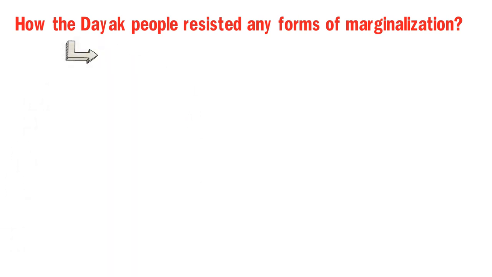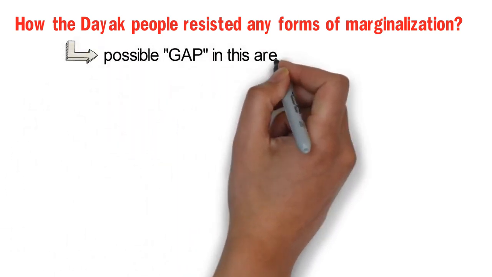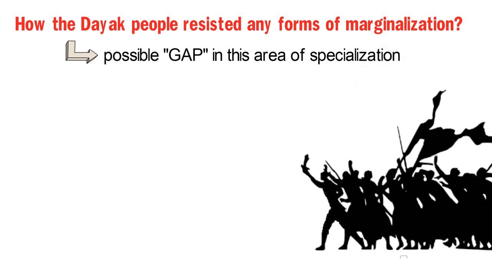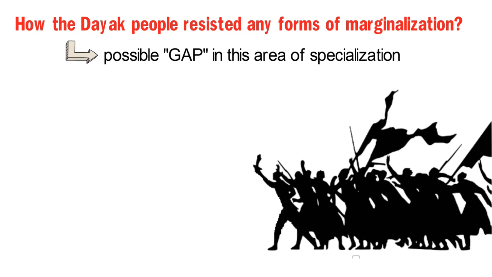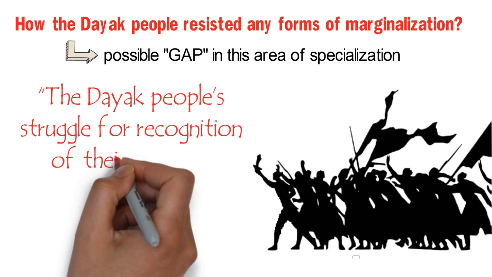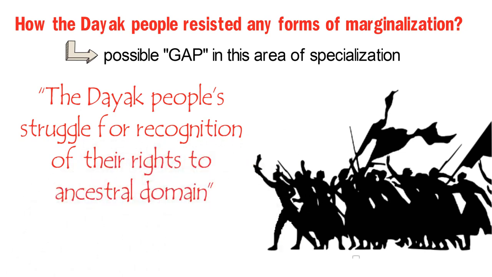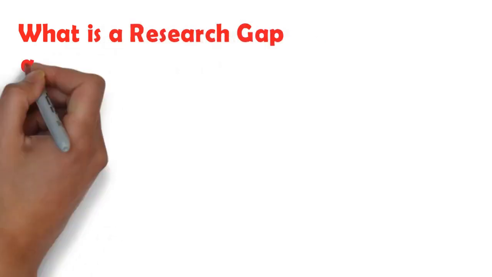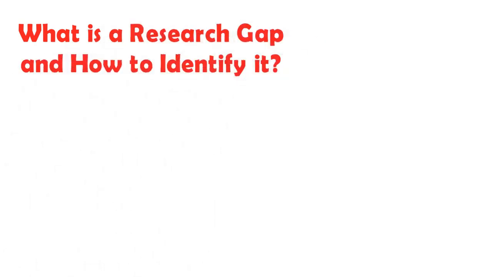Hence, this could be a possible gap in this area of specialization that researchers can work on. For this reason, one may work, for example, on the Dayak people's struggle for recognition of their rights to ancestral domain. Again, this is a concrete example of a research gap in this area of specialization that researchers can fill in. So that's what a research gap is and how to identify it.